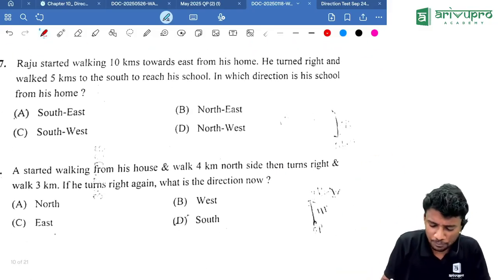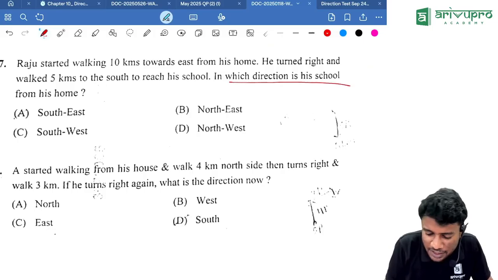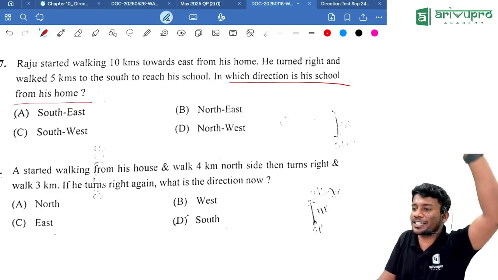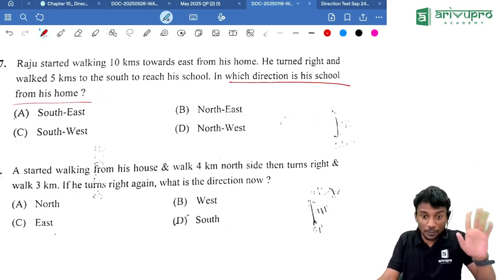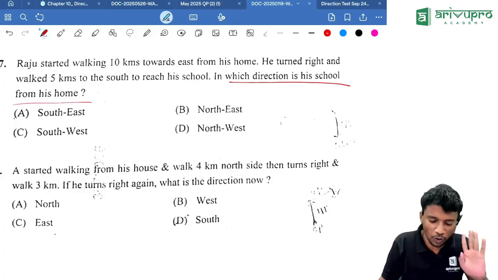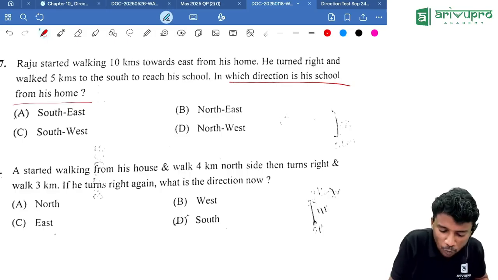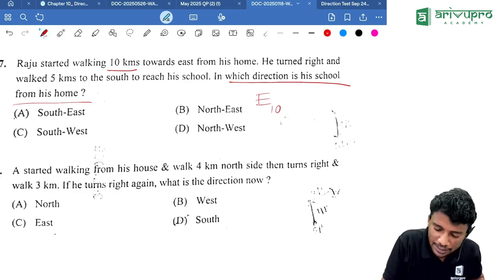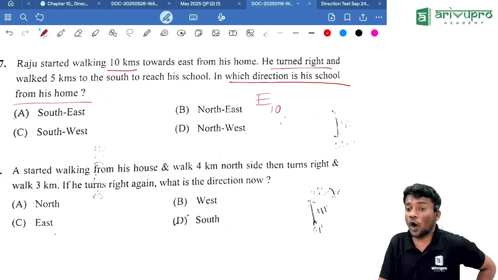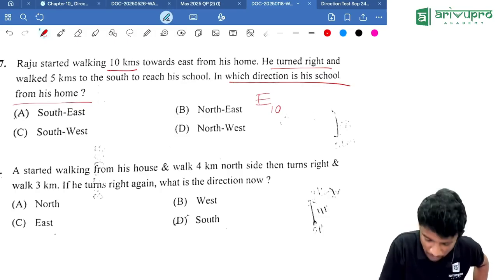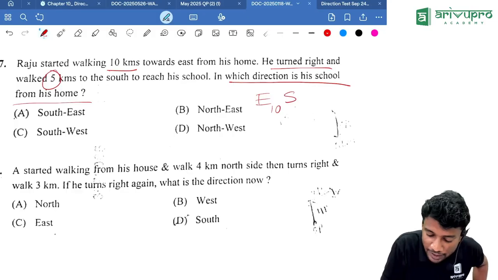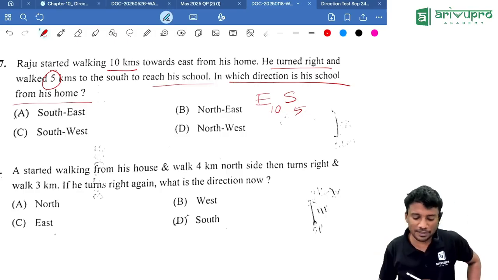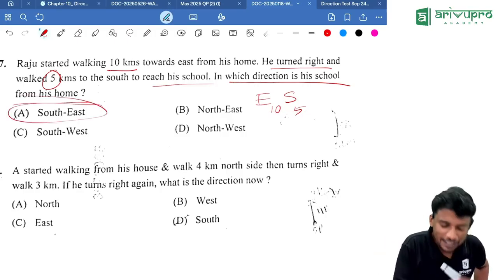Raju started walking. So the question is, in which direction is his school from his house? What are they asking? With respect to the initial position, where is the final position? So how are you going to solve this? Started walking 10 kilometers towards east. That means east 10. Then he turned right. Right of east is south. 5 kilometers. Then 5 kilometers to the south to reach his school. What is the answer then? Southeast. Option A is the answer.